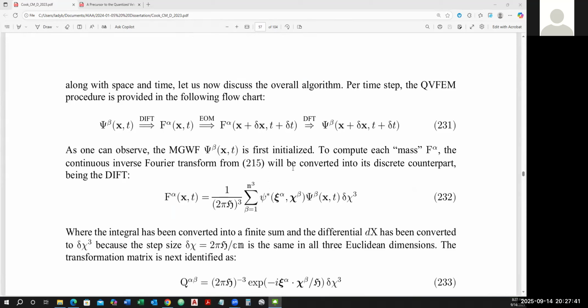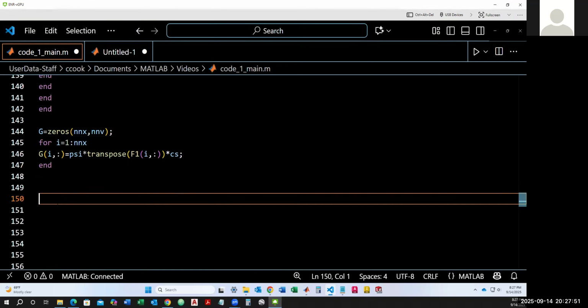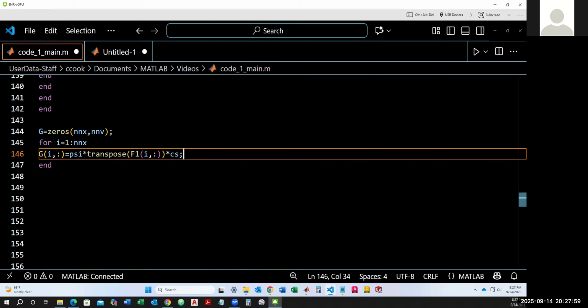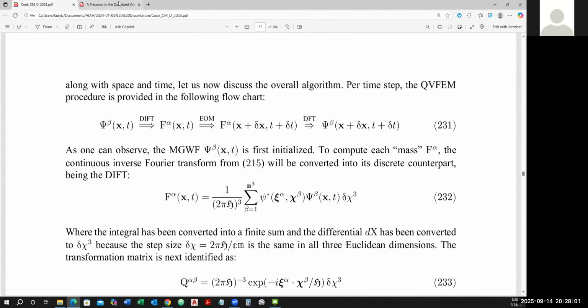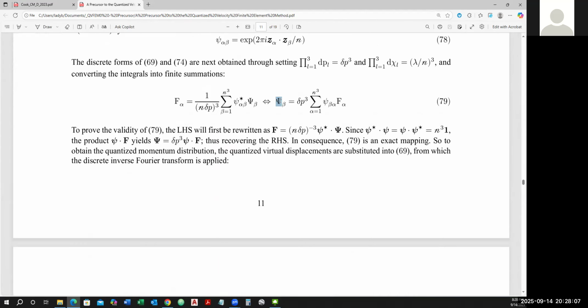So this last part on the right-hand side of 231, that's what I'm doing here. So that's psi. This is a matrix, dotted with the vector of F1s, and times the characteristic speed. So instead of momentum, I have velocity.